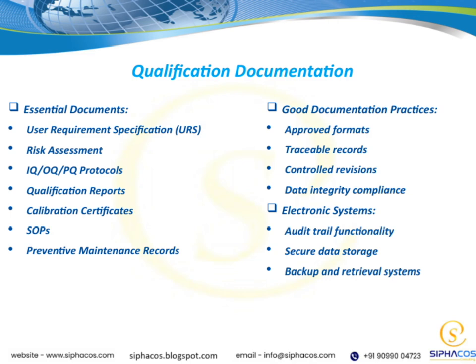Qualification protocols like IQ, OQ, and PQ guide the testing and validation of equipment, while qualification reports document the results. Calibration certificates confirm that instruments are accurate, and SOPs, standard operating procedures, provide clear instructions for operations. Preventive maintenance records help us keep equipment in optimal condition, reducing downtime and ensuring ongoing compliance. Overall, these practices and documents are fundamental to maintaining a compliant and trustworthy quality management system, supporting consistent product quality and data integrity across all our operations.